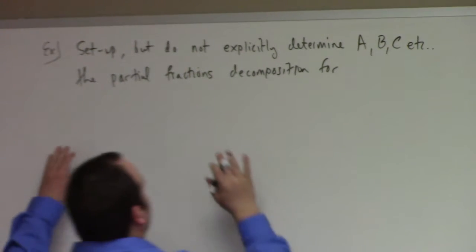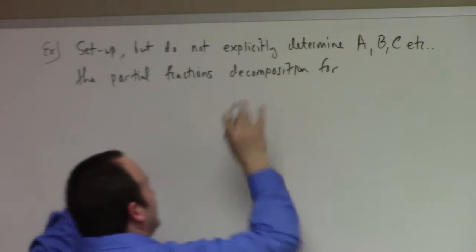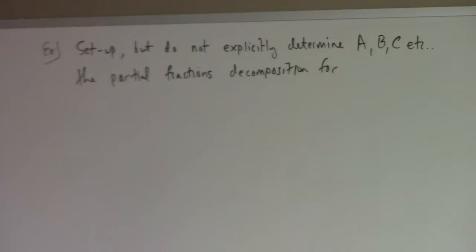So it's very important, when I tell you something like, but do not explicitly determine A, B, C, etc., and when you ignore me and try to find them, it doesn't impress me. It annoys me because you're wasting your precious time on the test to do that.